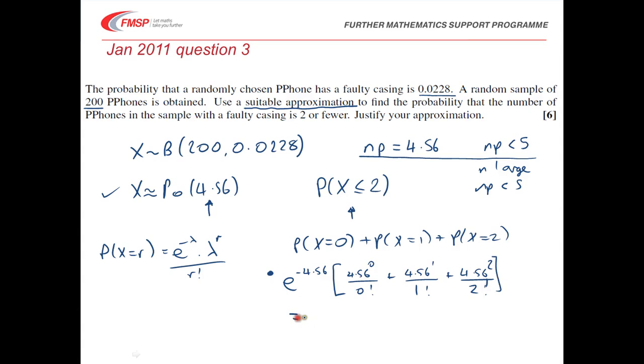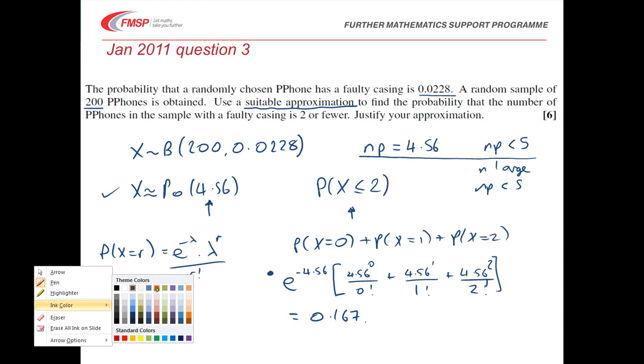Okay, and that can then just be calculated, which is quite nice, which is going to give me 0.167. Okay, so this is a really nice question. It's just got to make sure what you're able to do. So let me just change pen and I'll show you where your marks are awarded.